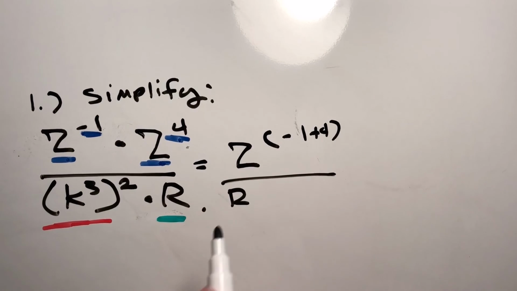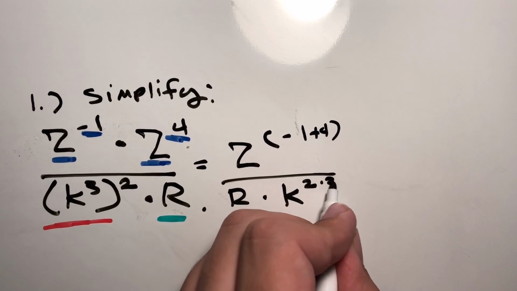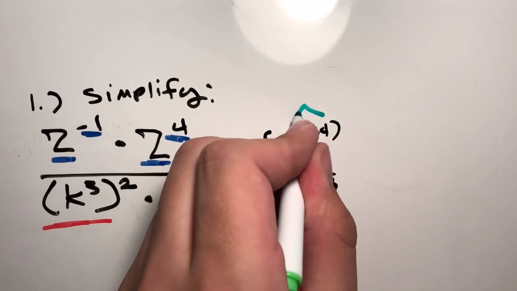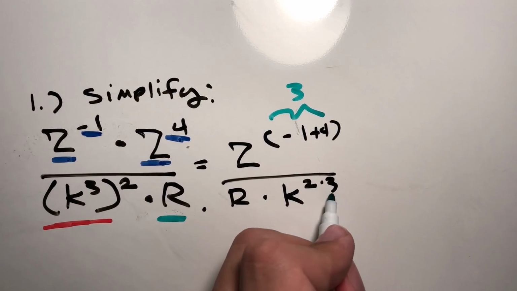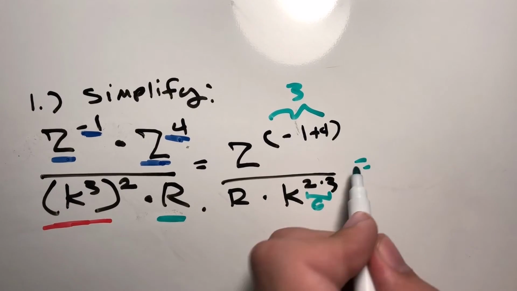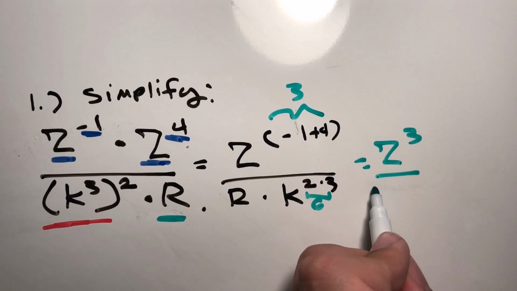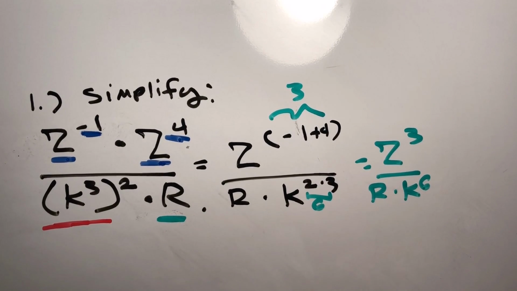Divided by r. Nothing happens to r, it just gets multiplied by this, right? R times k to the power of 2 times 3, right? That's that second law in place. Great. And we can just finish up the problem here, not that much left to do. We just have to combine this, which is going to give us 3, because 4 minus 1 is 3. It's still positive here. And this is going to give us 6. And so we have a final answer of z cubed, or z to the 3rd power, over r times k to the 6th. And that's perfectly acceptable, right?